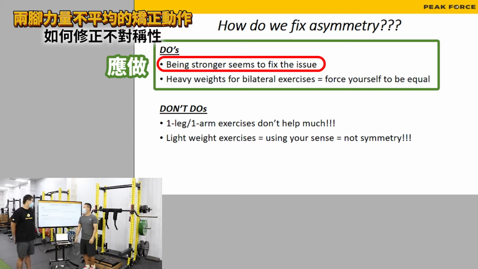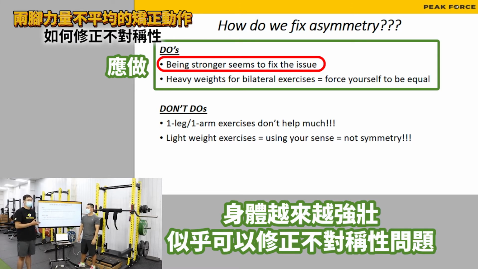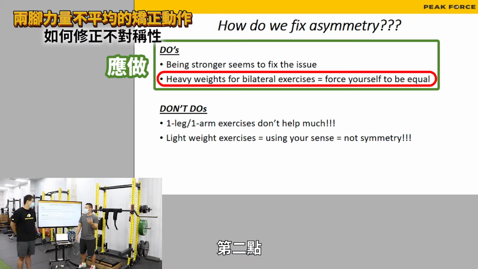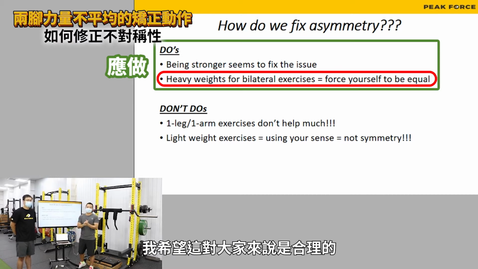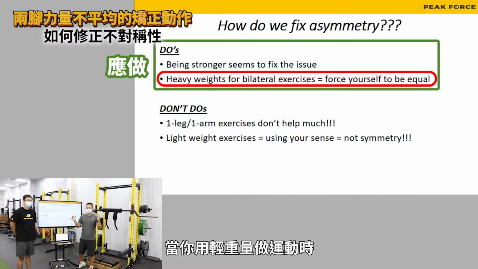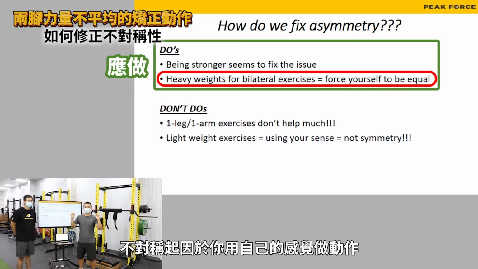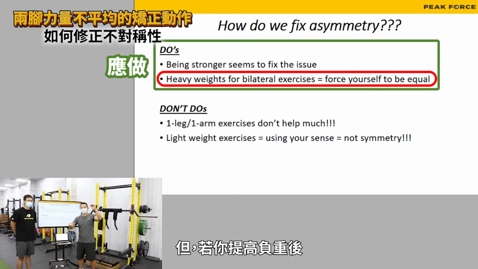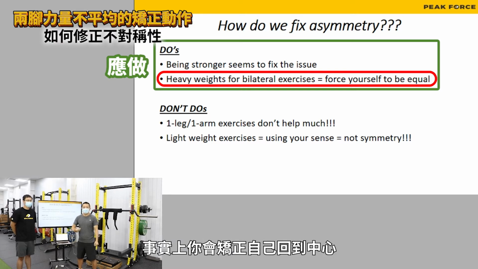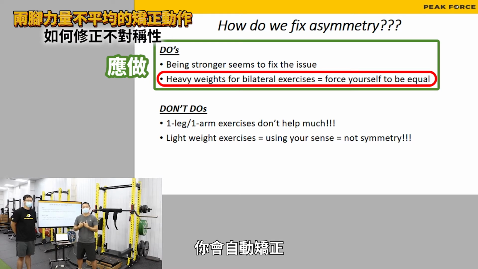The second one, and then I hope this kind of makes sense, but when you actually have a very light weight to do exercise, you use your sense, okay? So that's why you have asymmetry. But if you actually put heavier weights or you hold heavier weights, you actually correct yourself to be center. Because it's heavy, okay, you actually automatically correct yourself to be very center.